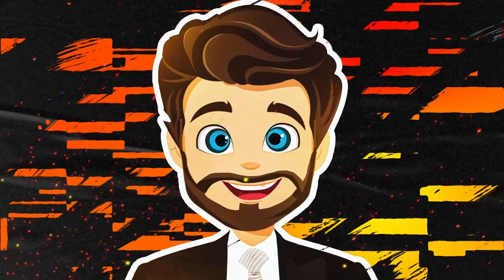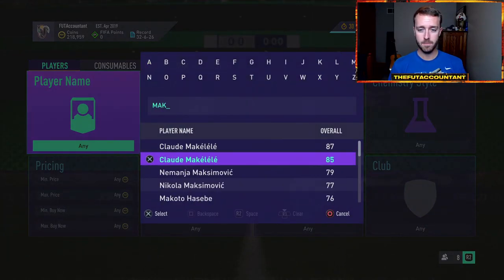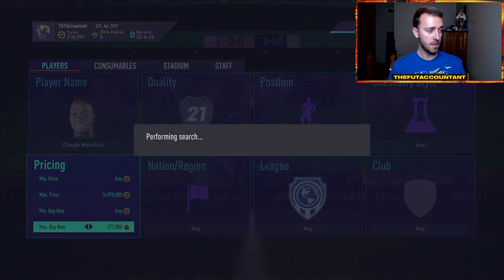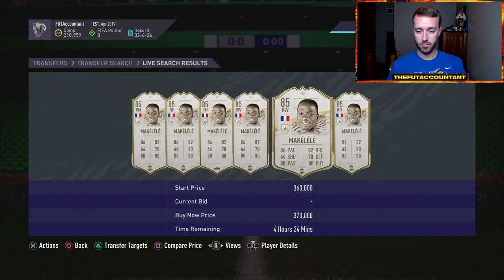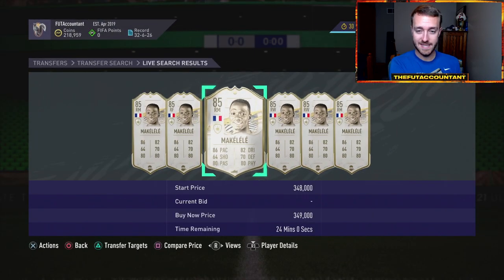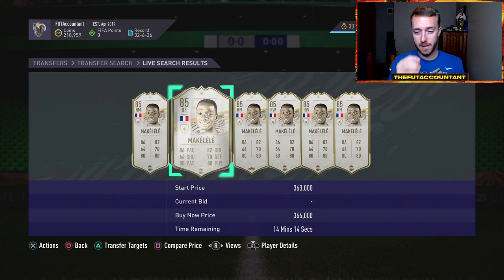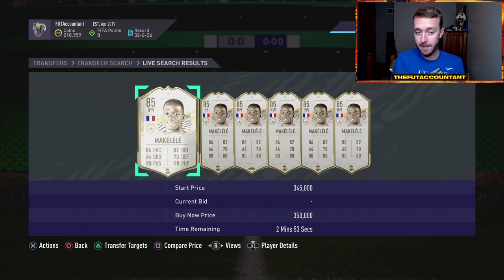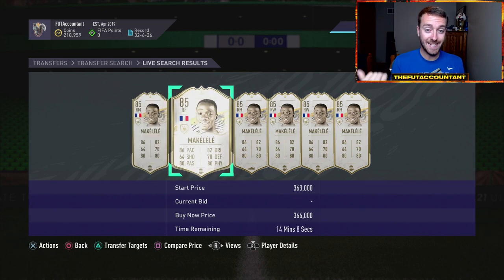Let's actually go to the market really fast and look at this Makalele card. Baby Makalele, what is his lowest price on the market at the moment? 349, right? And that is what FUTBIN says at the moment. So you can say here, okay, maybe this guy that's relisting at 360 or 366, 350 maybe, he's not going to get a sale right now.